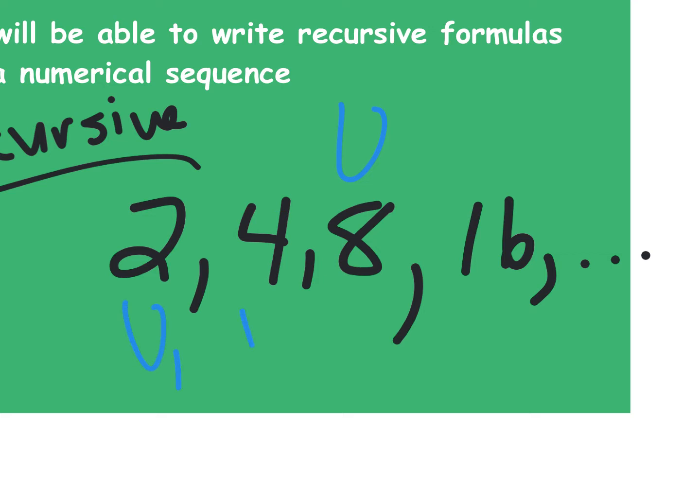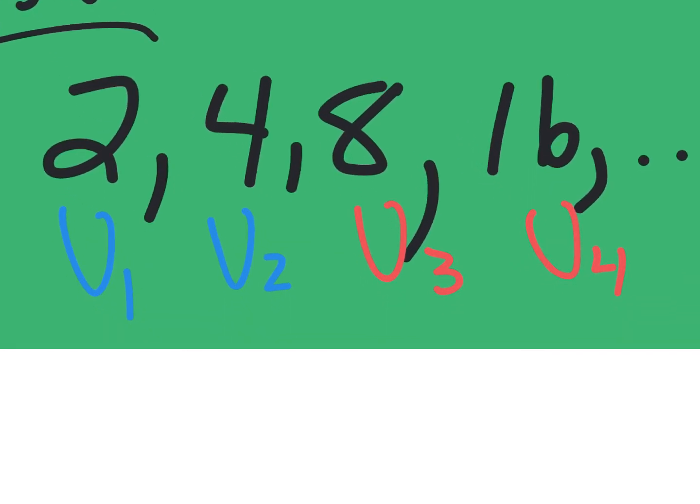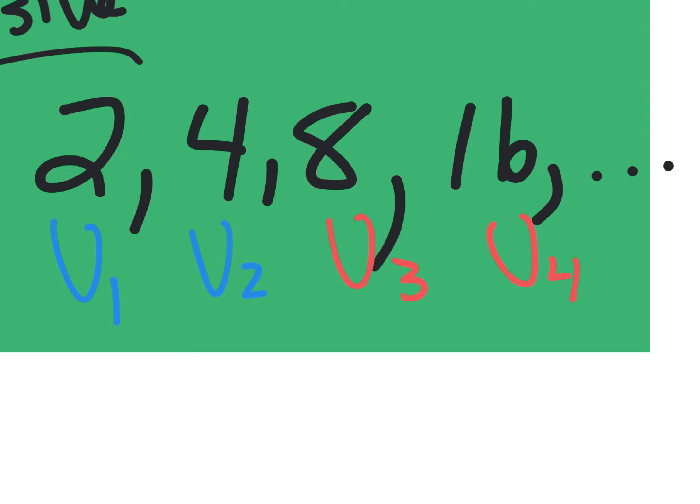So this could be considered U sub, and I better start with this. U sub 1, U sub 2. Can you guys read those? Yeah. I'll change to red, easier to read. U sub 3, U sub 4. And it's just like saying, this is the first one, the second one, the third one, the fourth one. Okay? So that U is the term.